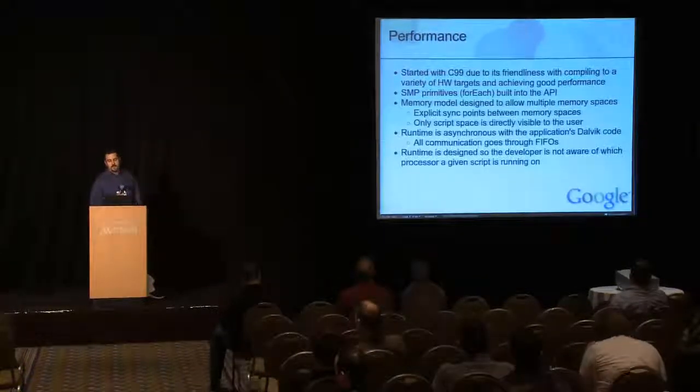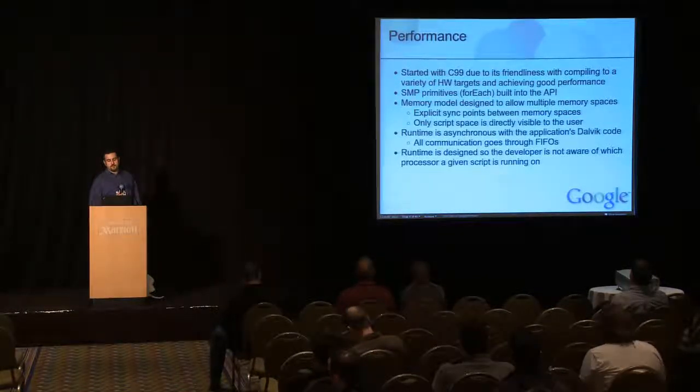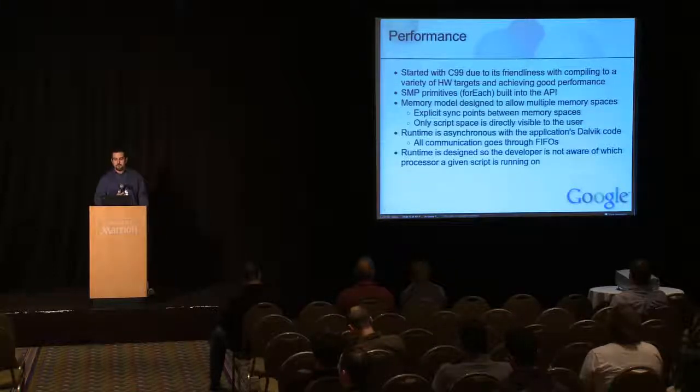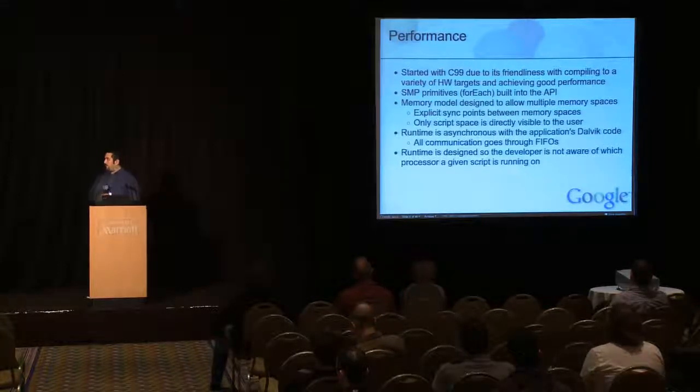One of the extensions that we added to C99 was to basically have some primitive built in to do a for each, which is basically the way you would do a kernel launch or a grid launch for GPU compute. But this is all done even for CPU side as well. So this is our way of getting that nice thread level parallelism.